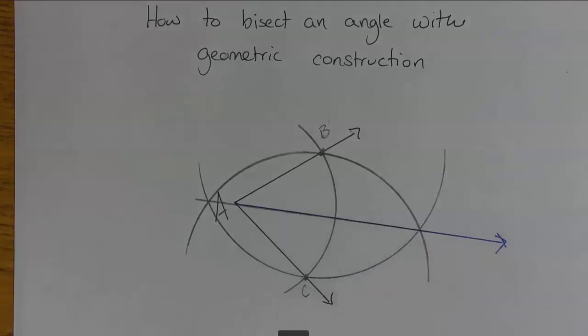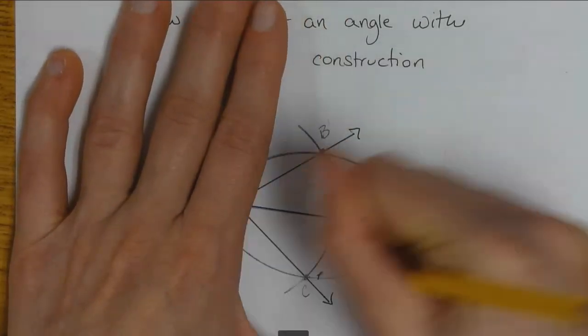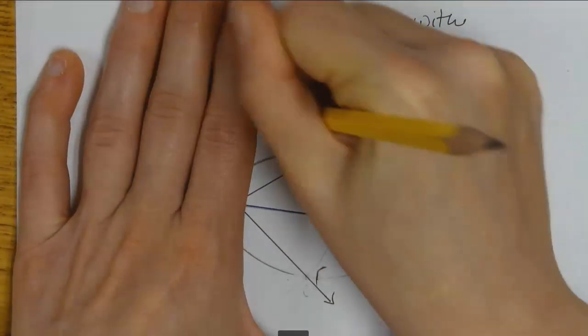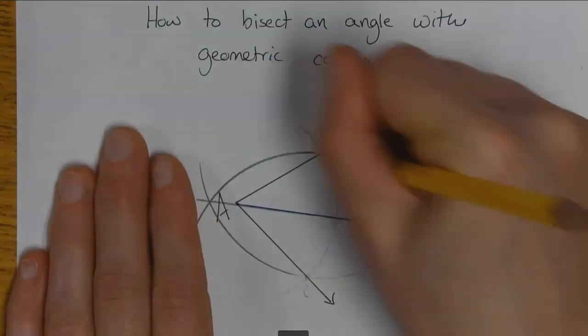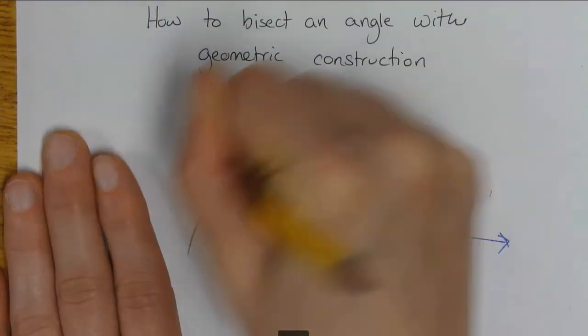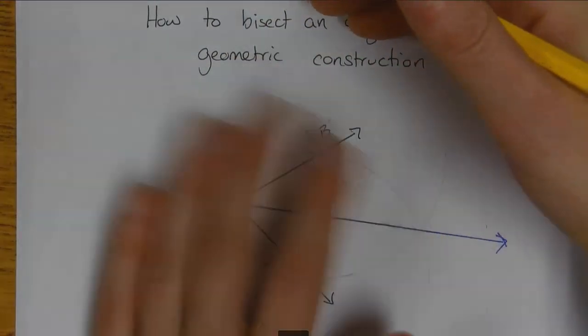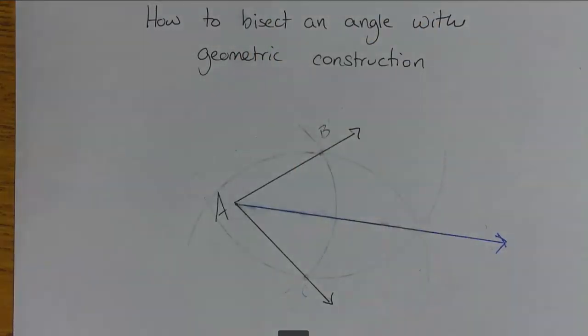At this point, if I want to get rid of my work, I can just easily erase it. This one I wrote a little bit darker for you guys. But if you write these in pretty lightly, this erases nicely and leaves you with simply a bisector. And you would be done. That is how you construct an angle bisector with geometric construction.